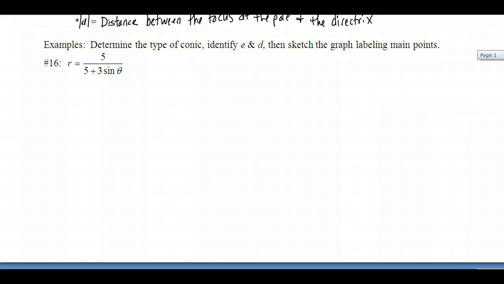All right, so now we have some examples. We want to determine the type of conic. We have to identify our eccentricity. We have to identify the distance.